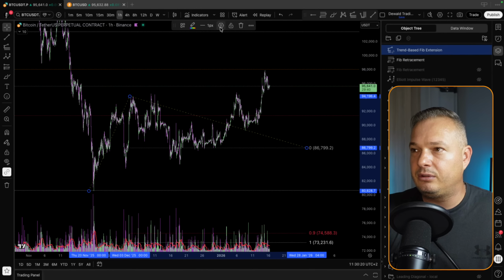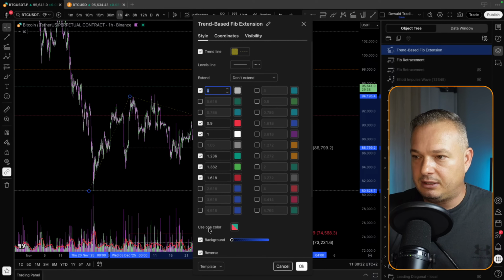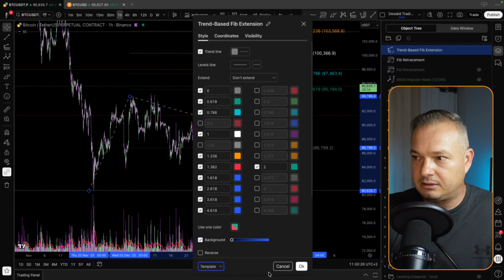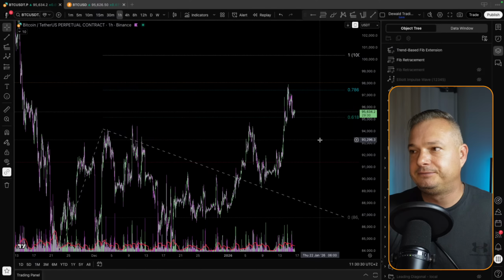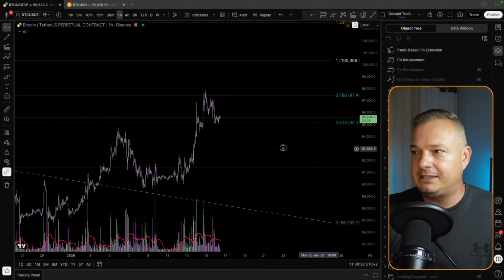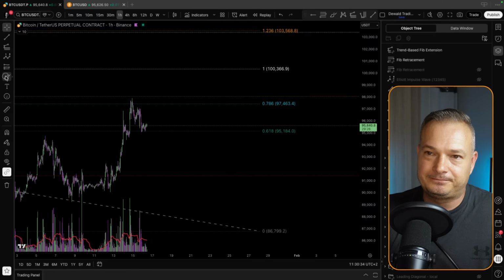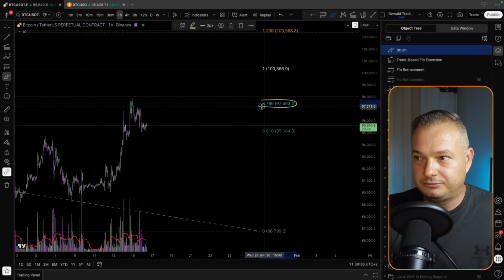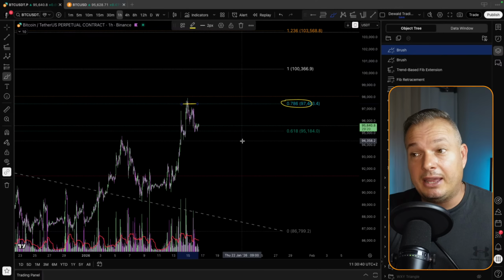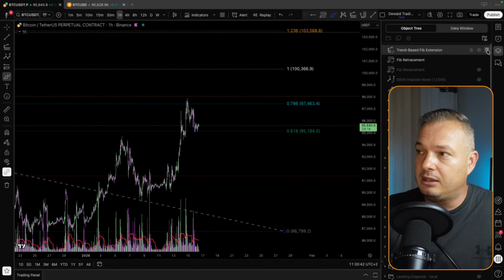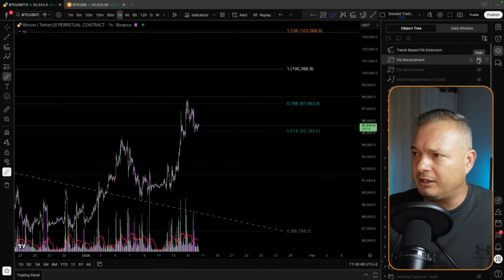From that low, let's see, reverse it. Switch on the normal targets. Oh, yes, you're right. Look at that. The 0.786 got the rejection. Beautiful rejection at the 0.786, which is, by the way, a Y wave target. And if you're asking yourself why I say it's a Y wave target, well, let me show you.